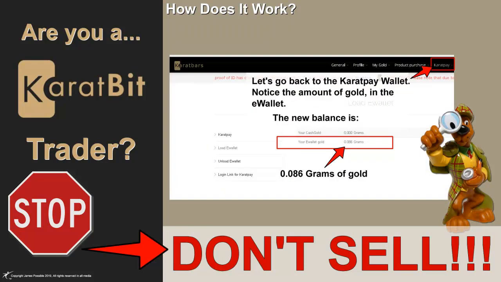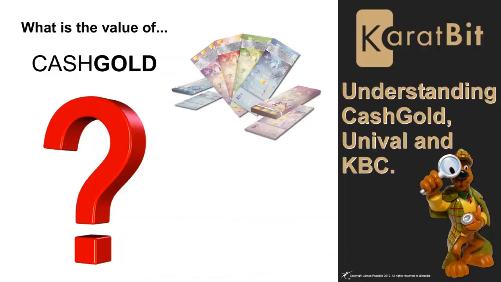Okay. Now I come back to my Karatbars, log into my KaratPay wallet, and you can see that instead of 0.186 grams of gold, I now have 0.086 grams of gold. So a little under 1 gram of gold. So I did, in fact, transfer 1/10 of a gram of physical gold into my Unival wallet.